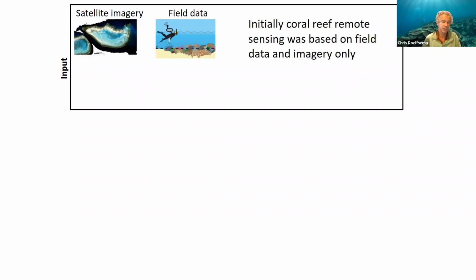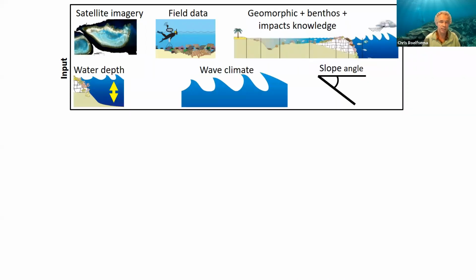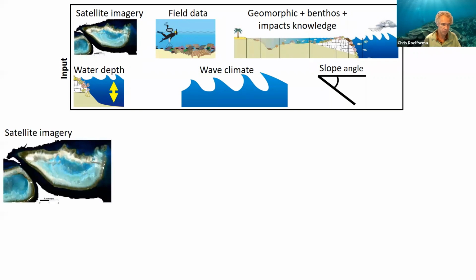Initial mapping approaches of reefs were based on satellite imagery and field data. Nothing more. The work we've been doing is actually integrating our knowledge about the reef, geomorphic and benthic, the impacts that take place, with physical attributes such as water depth, wave climate, and slope angle. So it's not depending anymore on the spectral characteristics of the pixel, but also on other parameters.